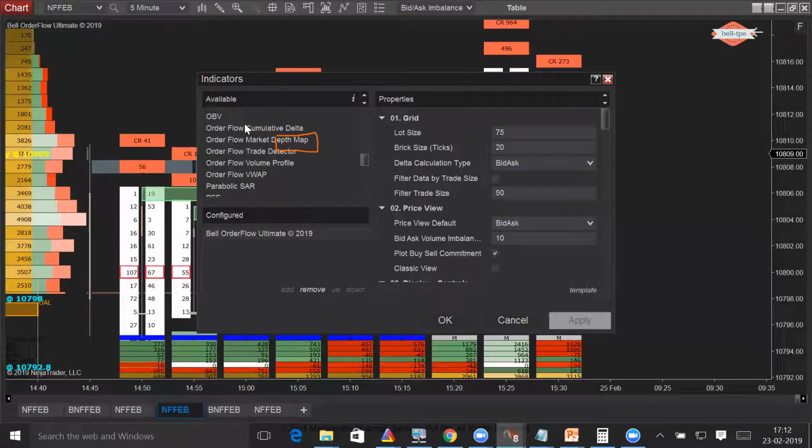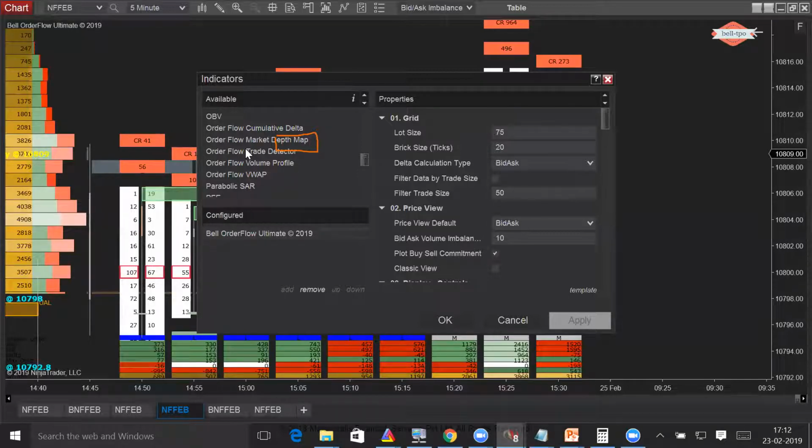Yeah. So there is something called cumulative delta, market depth map, trade detector, volume profile, VWAP. So they also provide everything, but this requires a license. I think their license cost comes around $1,000. Okay. And for Monday practicals, I am asking, I got Zerodha or ICICI Direct, and if I download this Bell TPO is enough, no?